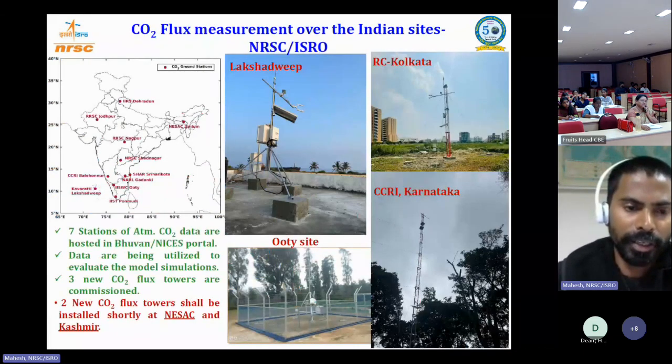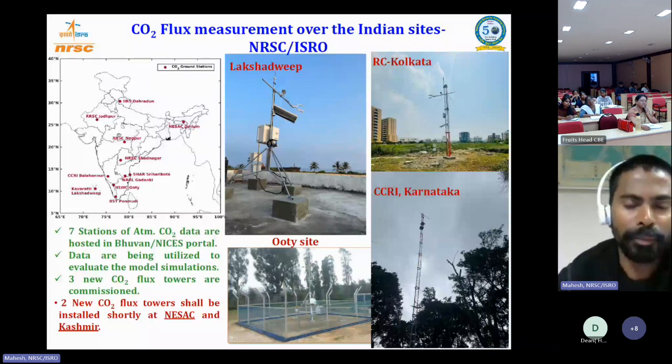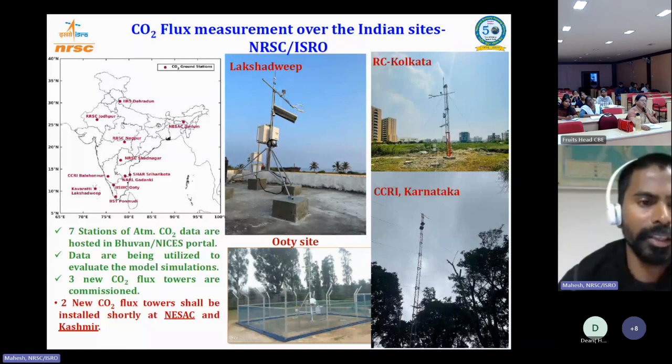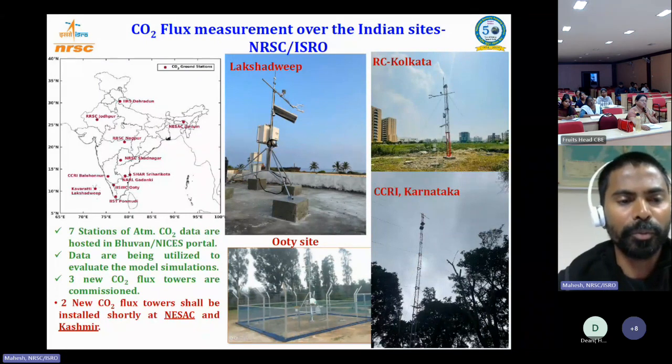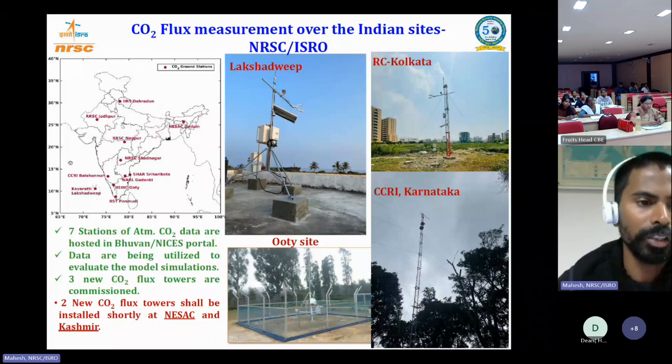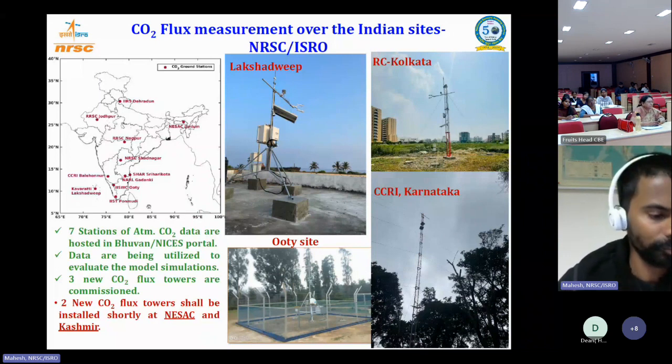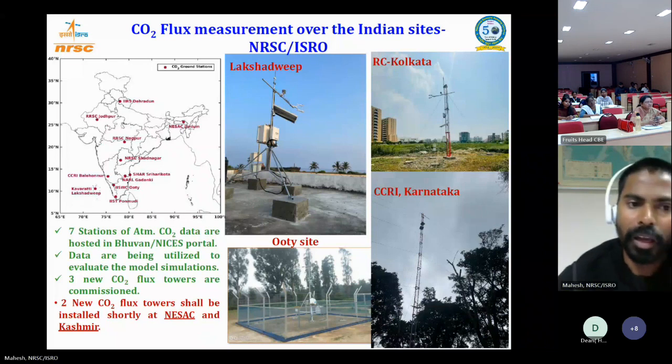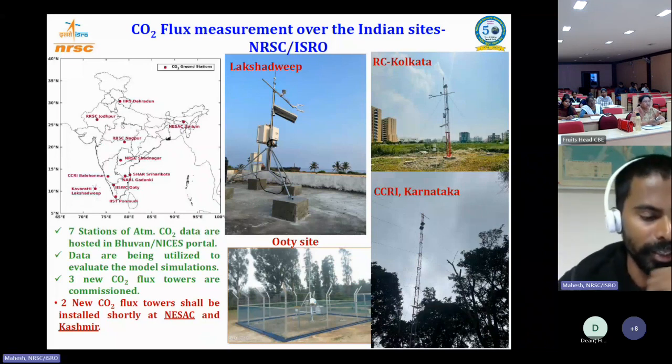And we have, at NRSC ISRO, established a ground-based observational network on carbon dioxide, that is CO2 flux towers, at different locations of India. This is the map where we are seeing the different measurements of atmospheric CO2 at different locations, covering north to south and east to west. Also the oceanic sites. Also, we have installed recently at the Lakshadweep Kavaratti site to monitor the ocean fluxes.